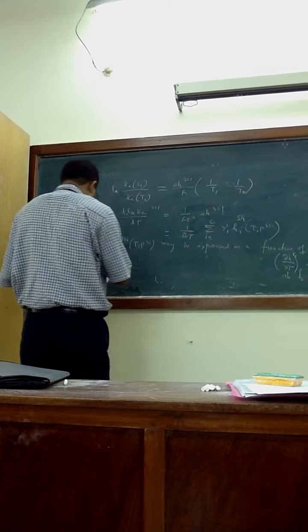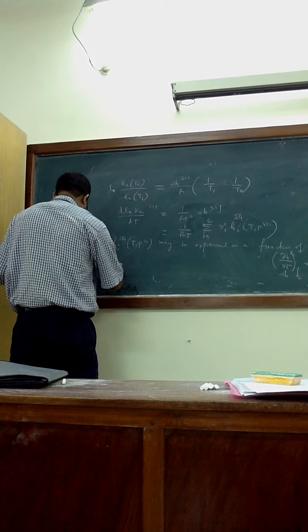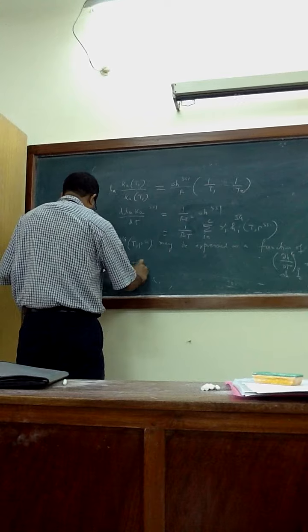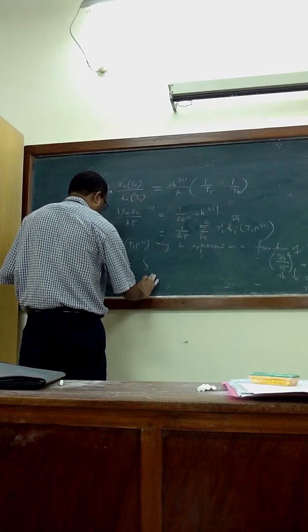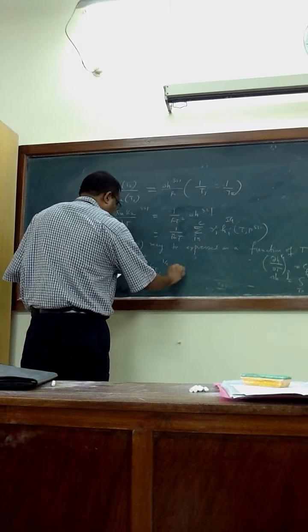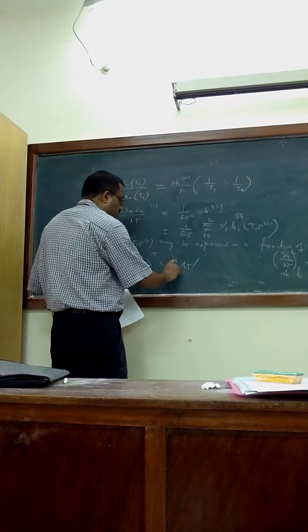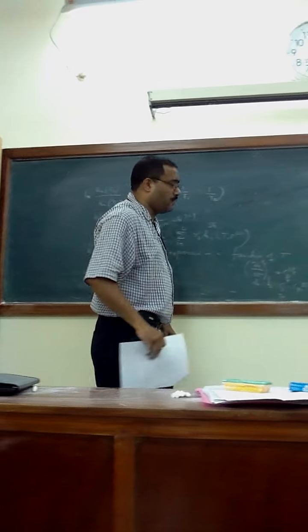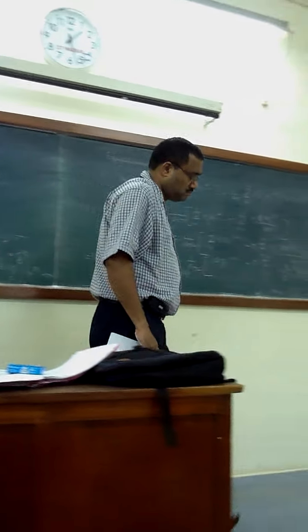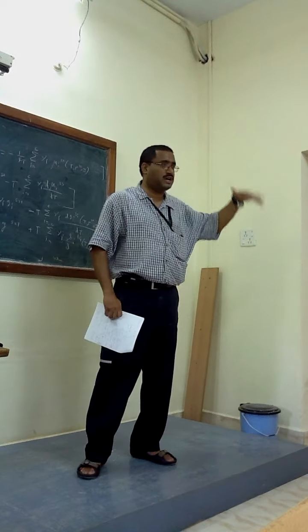Cp^IG is generally given as a function of temperature also. So delta H^IG is nothing but the integral from T0 to T of Cp^IG dT, right? Because it is a function of temperature. In YBC Rao's book and then Sandler's book, you see the list of Cp^IG.